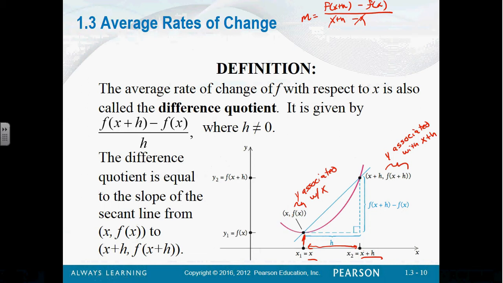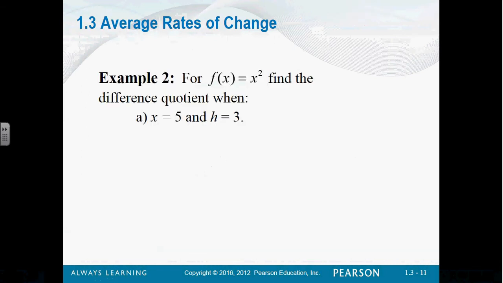Okay, so our difference quotient is just a direct result of finding the slope of these secant points, okay? So we want to find the difference quotient when x equals 5 and h equals 3. Oh yeah, y'all might want to see that, huh? Sorry. Just imagine, if you will.